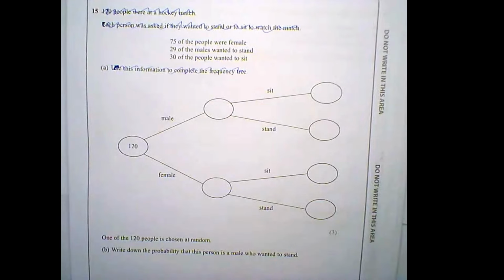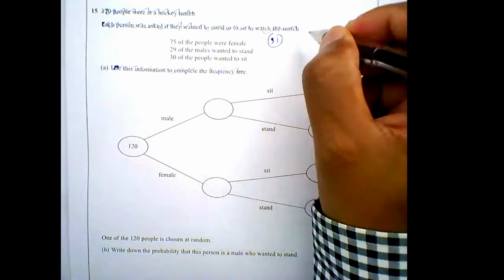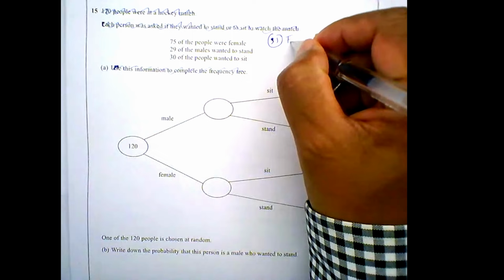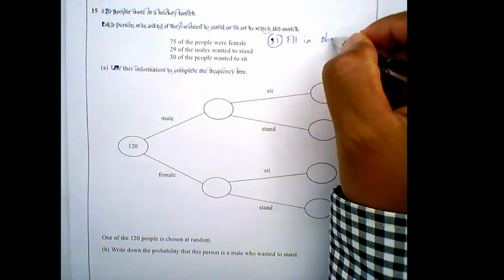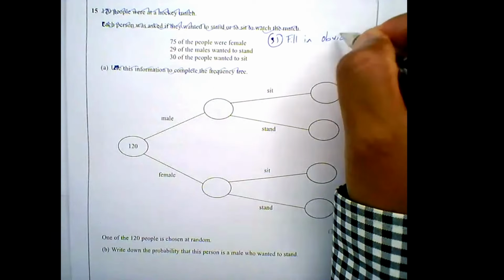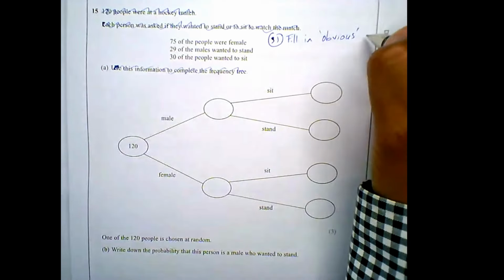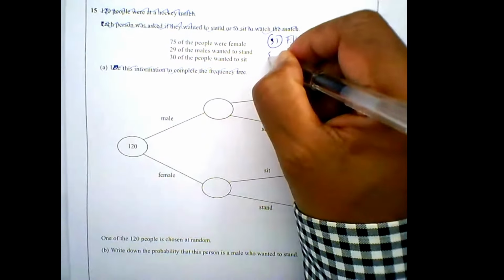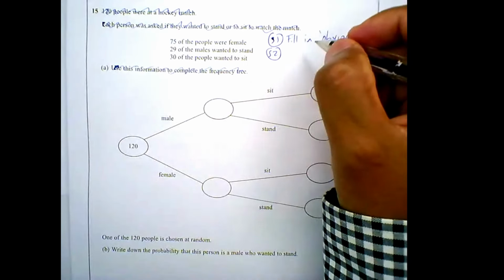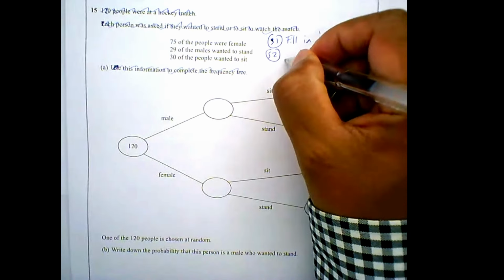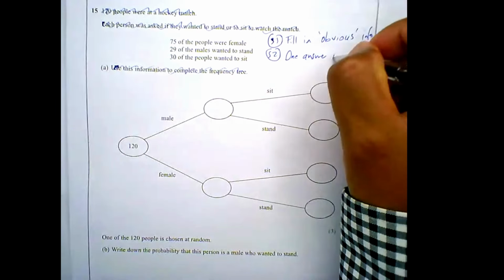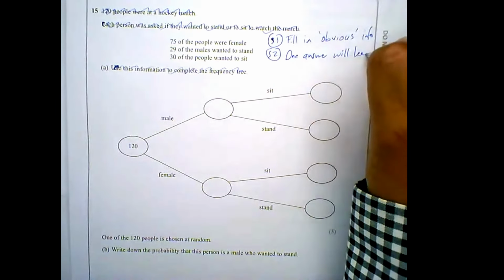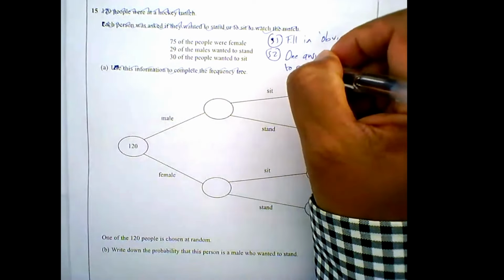So similar to the last question, step 1 is I fill in the obvious information. And then step 2 is one answer will lead to another.